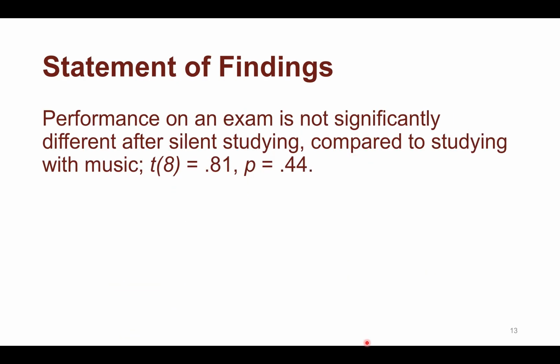So our statement of findings: performance on an exam is not significantly different after silent studying compared to studying with music. And we can report our t obs value of 0.81, put the degrees of freedom here in parentheses, as I mentioned before with correlation. In this case, it's 8, and then our p-value, which is 0.44, which I didn't show to this point, but you could use software like R to report that for you.